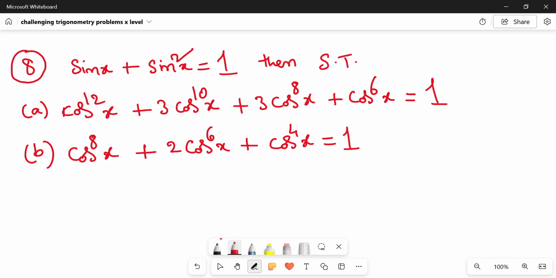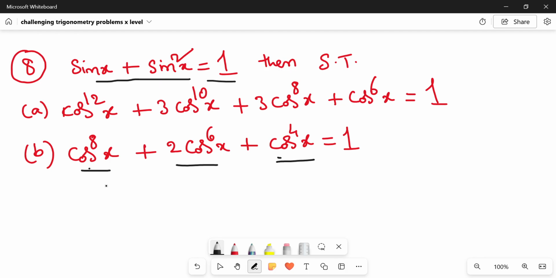We have a situation given that sin x plus sin square x happens to be 1, and then you have to show that cos power 12x plus 3 cos power 10x plus 3 cos power 8x plus cos power 6x happens to be 1. The second part of the question is you have to show that cos power 8x plus 2 cos power 6x plus cos power 4x is 1.